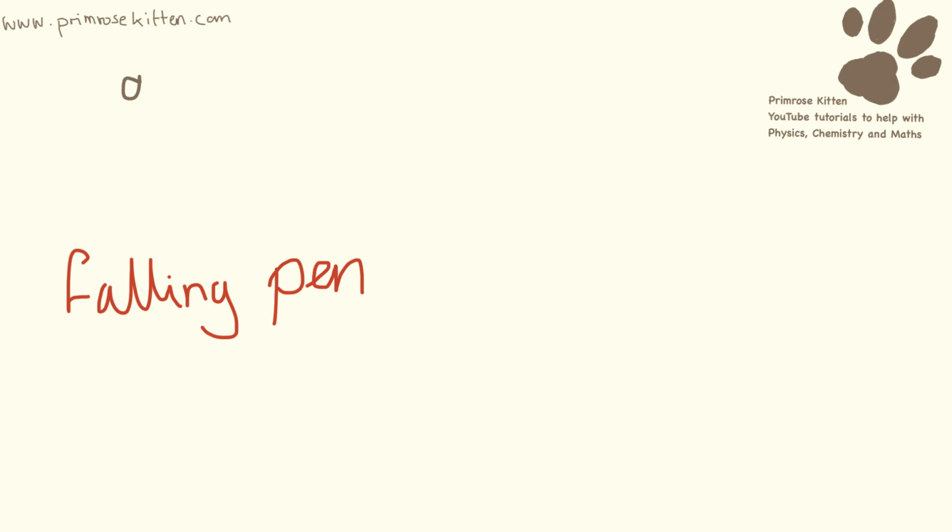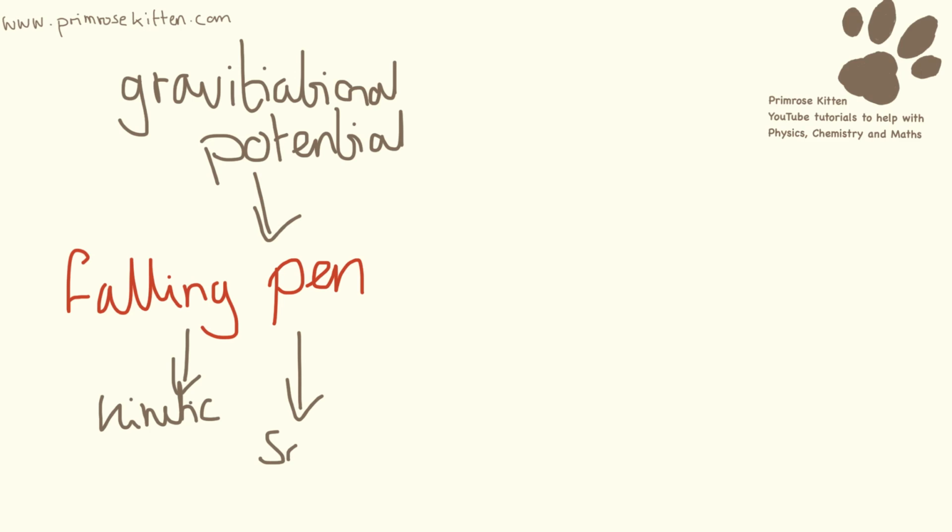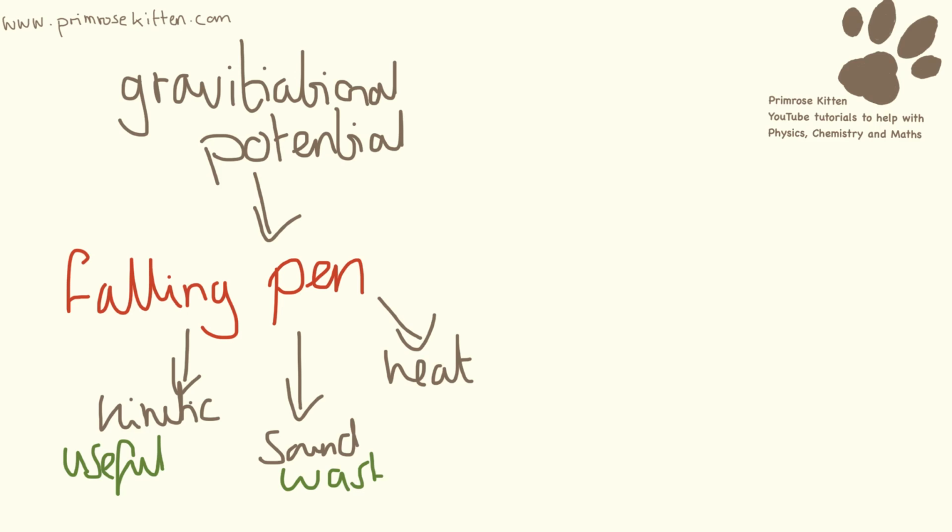When something is falling, it is turning gravitational potential energy into kinetic energy. There's probably going to be a bit of sound energy as it moves through the air or as it hits the ground, and due to the friction there is going to be some heat energy. The useful energy here is the kinetic, and the heat and the sound are the wasted energy.